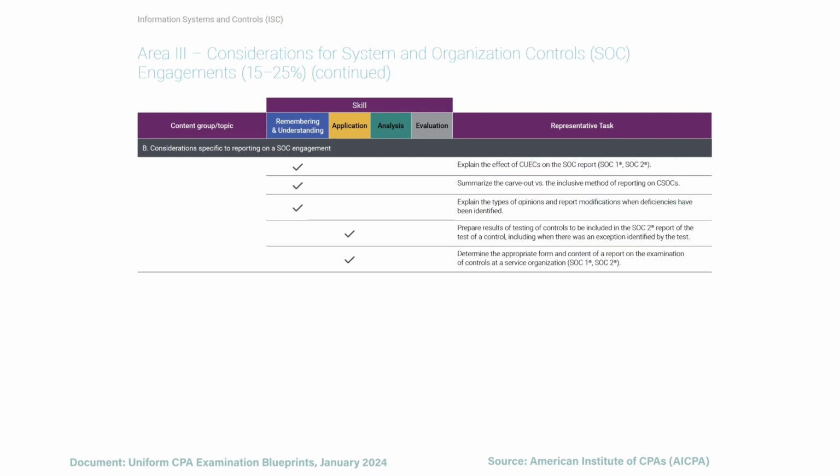So then once we perform the SOC engagement, we need to report on the SOC engagement, just like an auditor gives an auditor's report. So we need to know how complementary user entity controls affect the SOC report. We need to know how the carve-out method versus the inclusive method affects the SOC report. We need to know what types of opinions we have whenever deficiencies have been identified. And we need to prepare results of testing of controls to be included in the SOC 2 report. So we're focused on the reporting side of the SOC engagement.